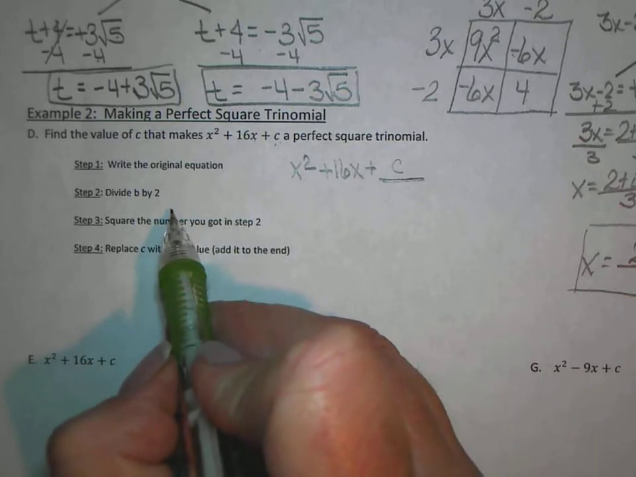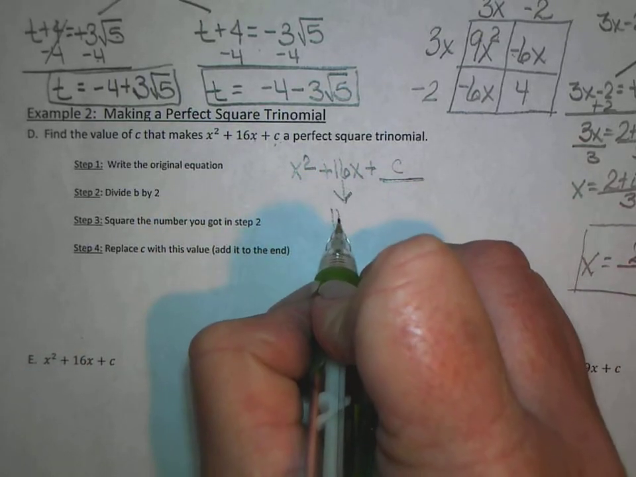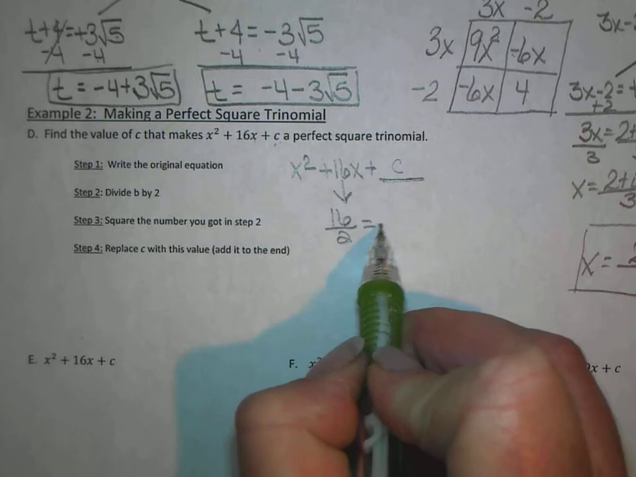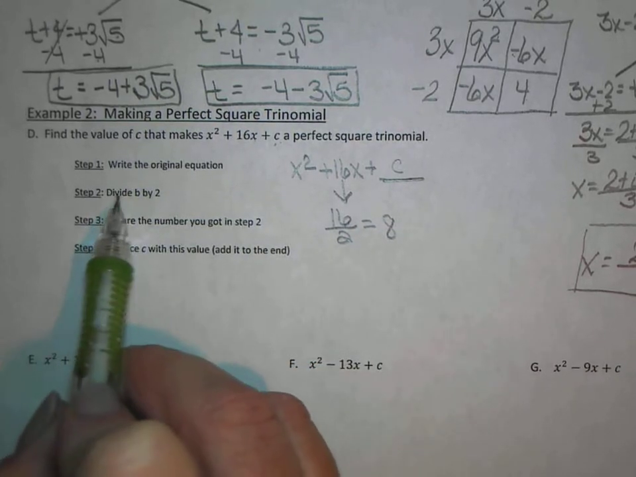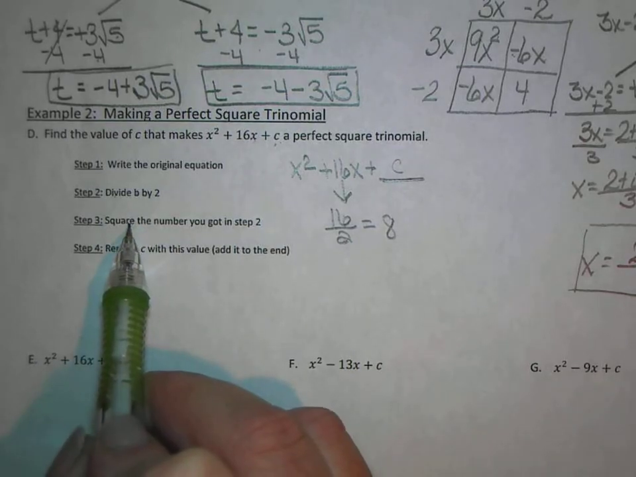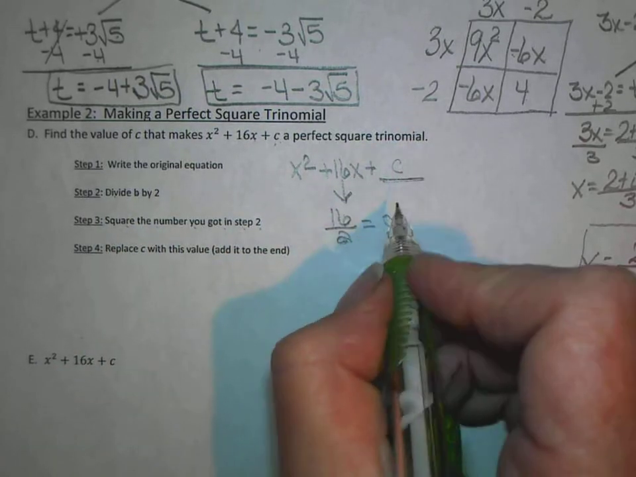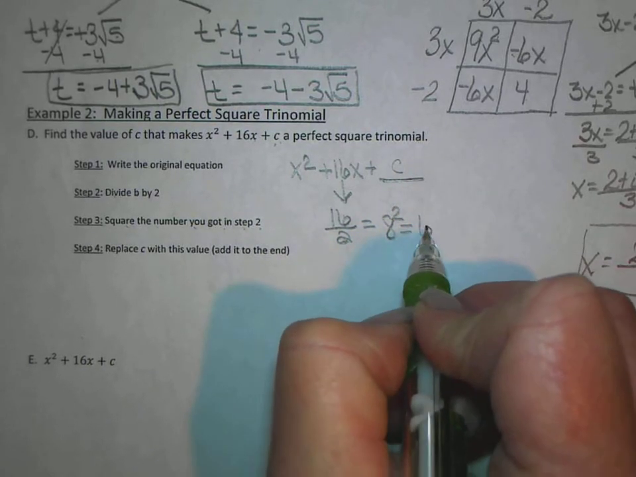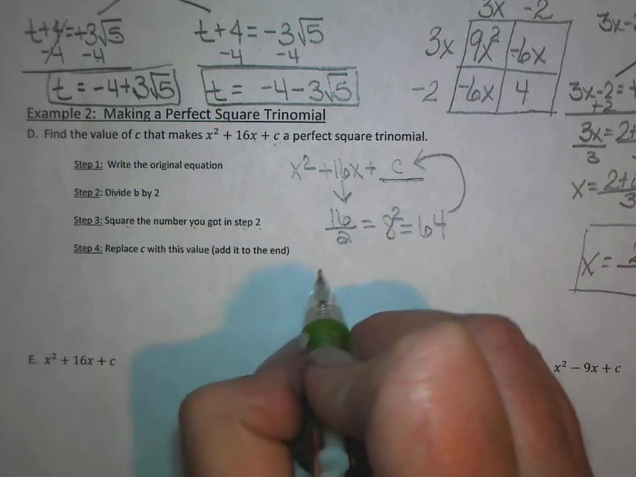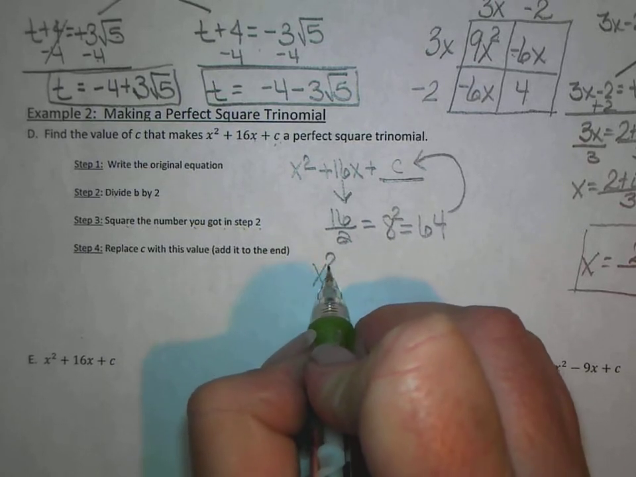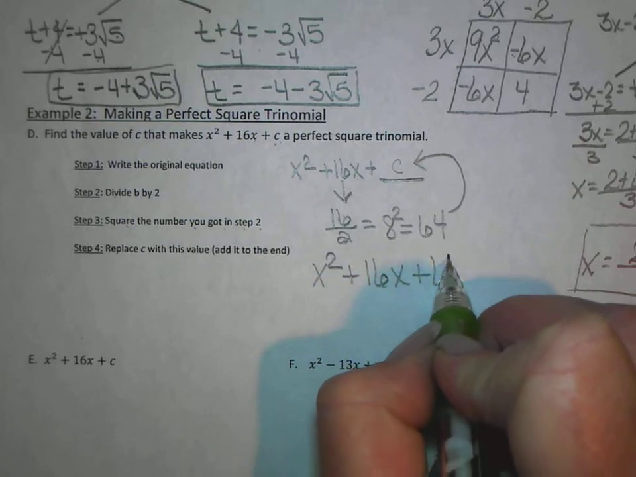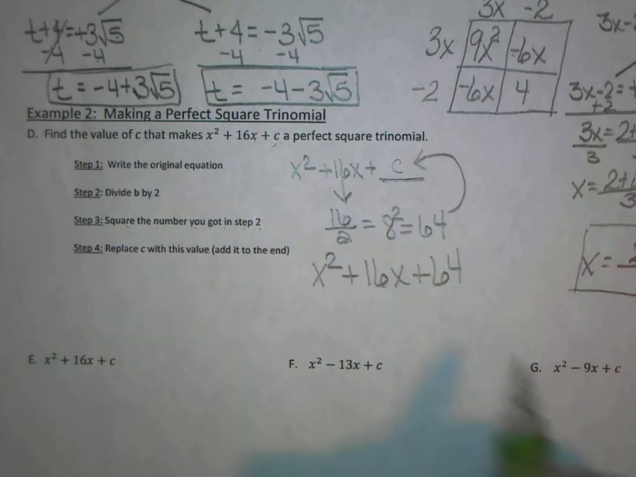Now it says step 2, divide by b. Bring down b, because I always say 16 divided by 2 equals 8. So divide by 2. There's my b. I divided it by 2. Square the number you got. When we divided by 2, we got 8. So we're going to square it, and that equals 64. And write it right there. So what it becomes is x squared plus 16x plus 64, which is the value of c that would make this a perfect square trinomial.